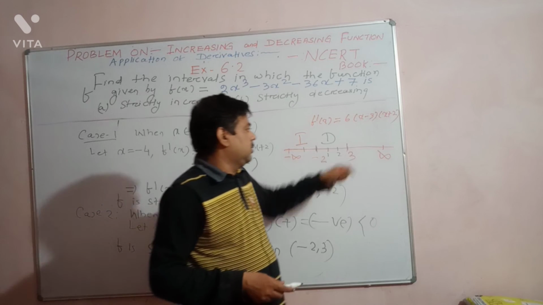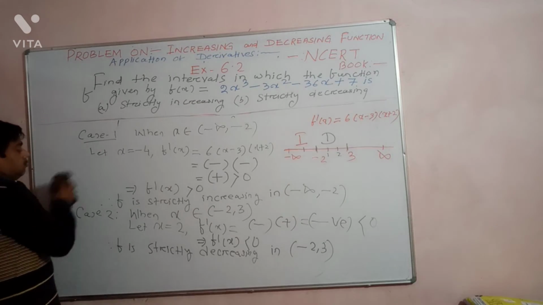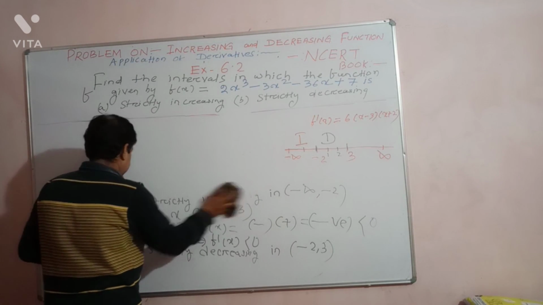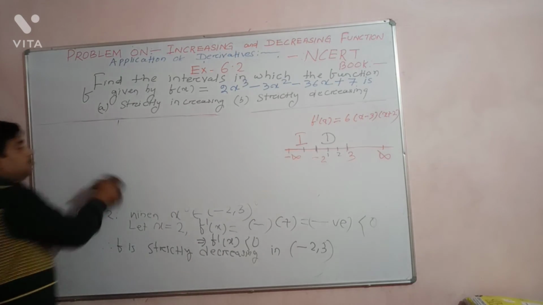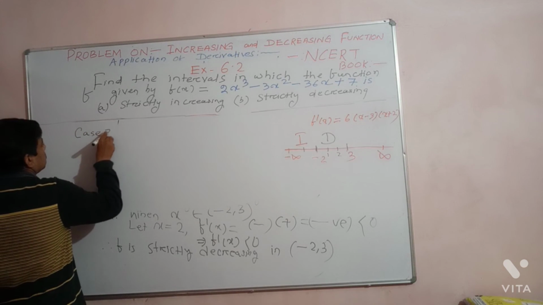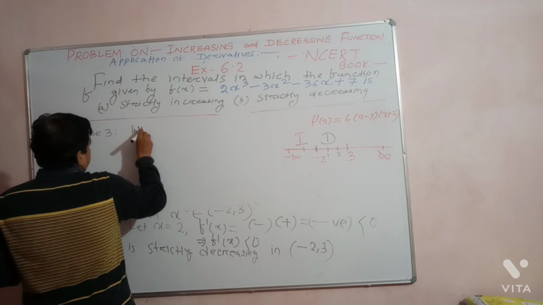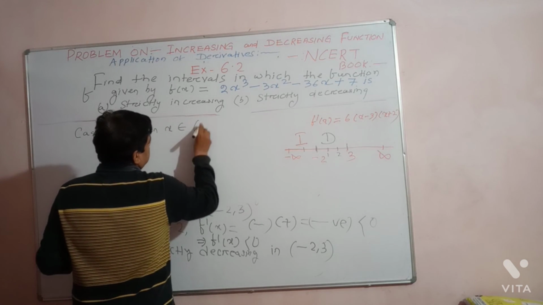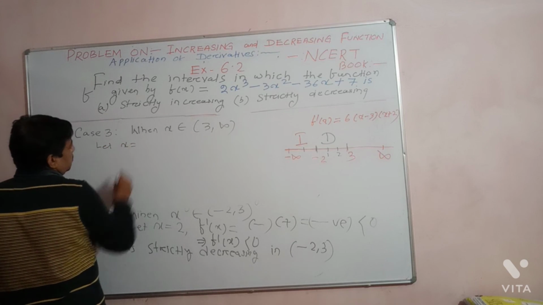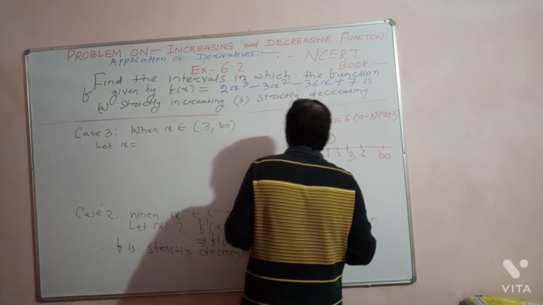Let's see the next interval, 3 to infinity. Last interval, third interval, case 3. So in the interval when the domain of the function lies between 3 and infinity, I can take x value greater than 3. Let's see 5 or 6. Let x is equal to 6.